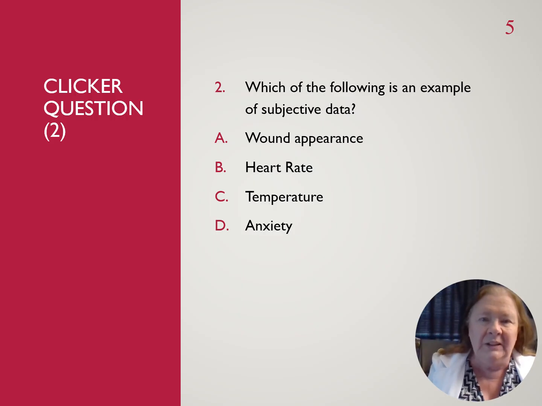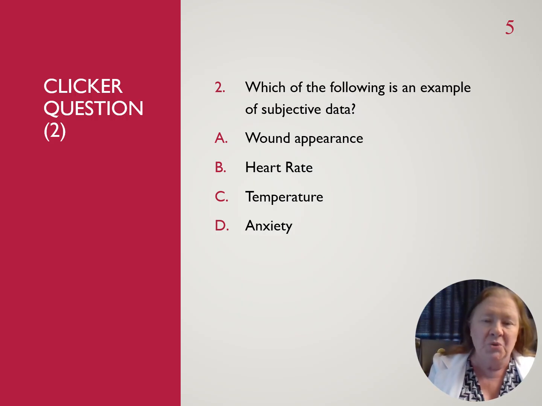Which of the following is subjective data? Here are your answer choices. A is wound appearance. B, heart rate. C, temperature. D, anxiety. The subjective data here is anxiety, something that can't be seen or measured. This is what your patient is going to tell you. They're going to tell you that I'm anxious.